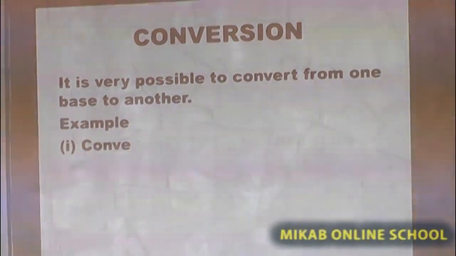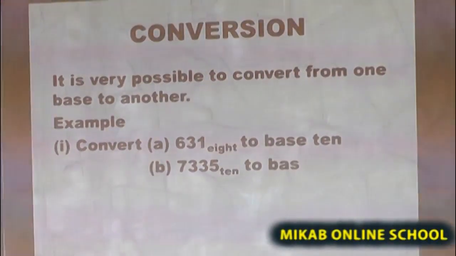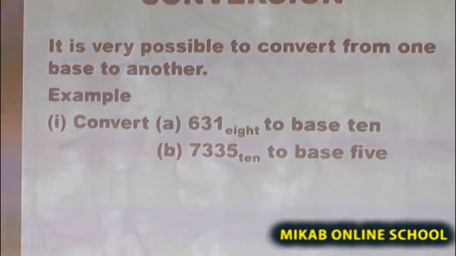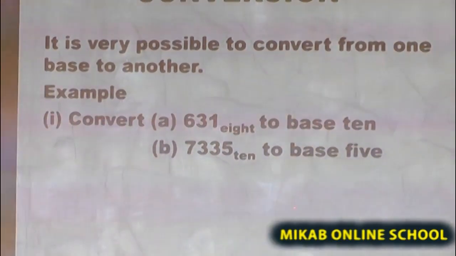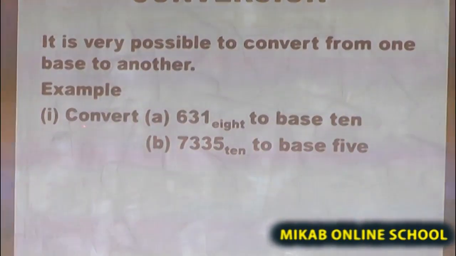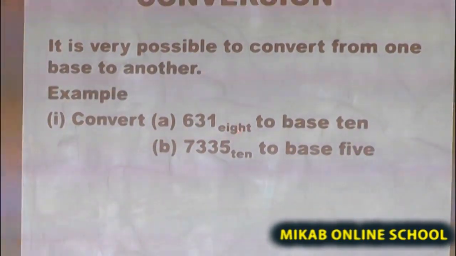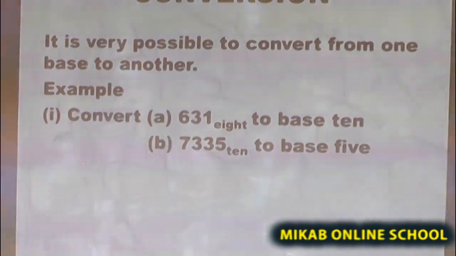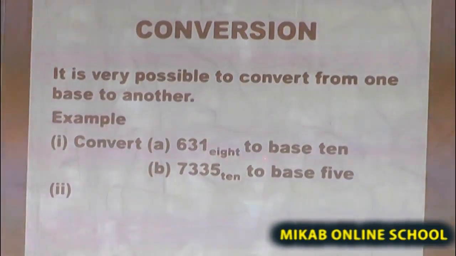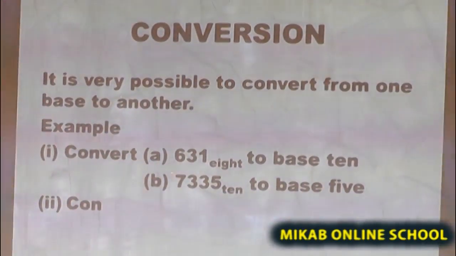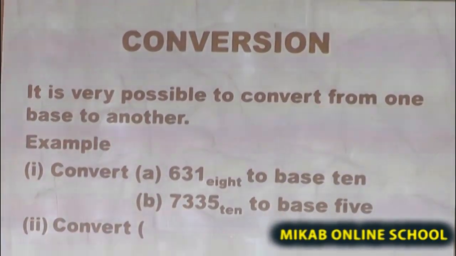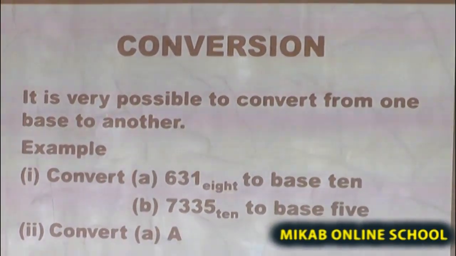Now we're going to convert A, 631 base 8 to base 10, and B, 7335 base 10 to base 5. Please look at the question very carefully. I have A, 631 base 8. 631 is presently in base 8. It's a base 8 number. Now I want to convert it to base 10. Then the second question, 7335 base 10 to base 5. This is a base 10 number and I want it converted to base 5.